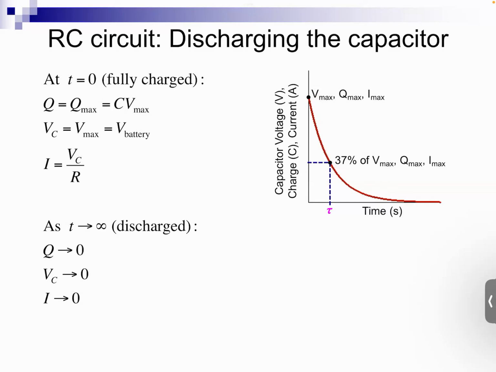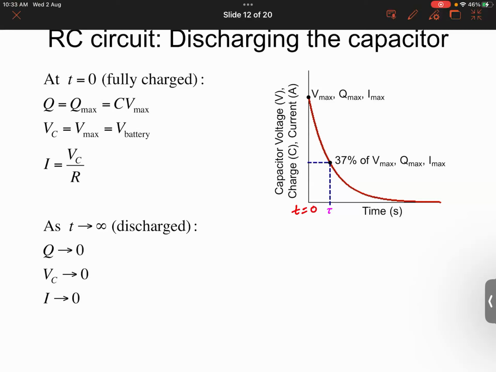Initially, at time t equal to 0, you have the maximum voltage, charge, and current. You can calculate the maximum current from the maximum voltage of the capacitor divided by the resistance in the circuit. So you start with maximum values, and as time approaches infinity, you approach 0 values for the charge, voltage, and current.